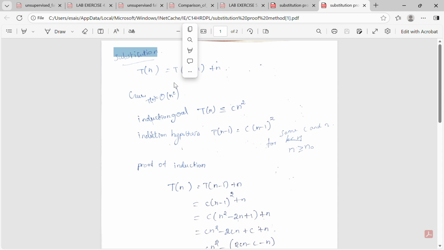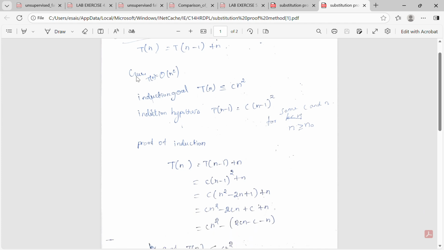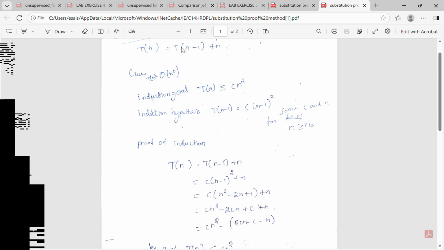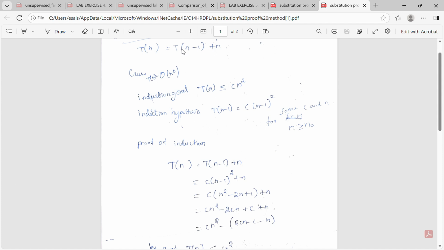Here we can see the substitution method. If the problem is like T(n) = T(n-1) + n, in the substitution method the first step is to guess what it would be. For example, if the problem has n by 2, we should guess the problem is divided by 2, so the time complexity will be of order log n. For this kind of n minus 1 plus n, we should guess n square, so the time complexity will be O(n square).